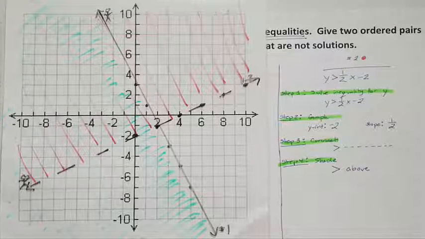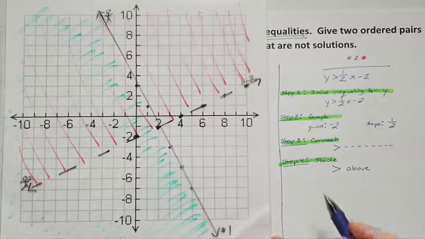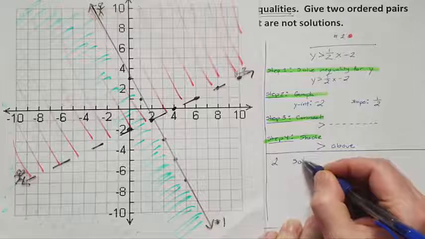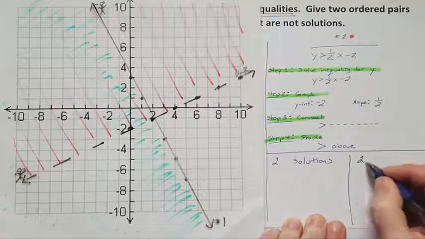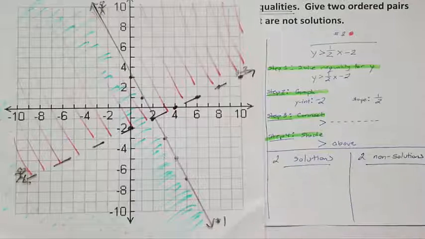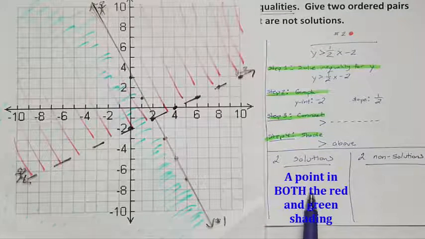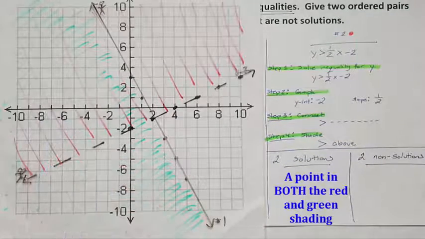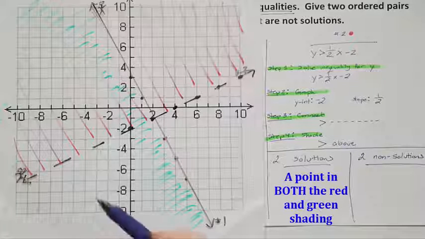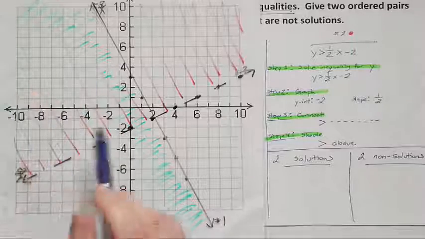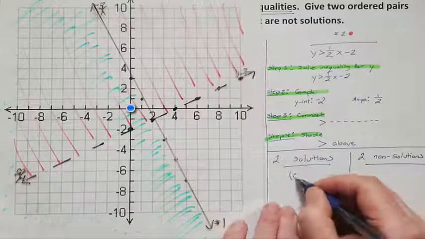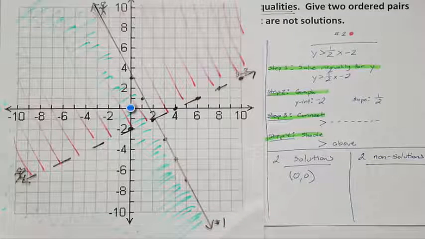Now looking back over here, we're not done. I'm going to separate the spot down here. We're supposed to figure out 2 solutions, and we're supposed to figure out 2 non-solutions. So 2 solutions and 2 non-solutions. Any solution that is in both the red and the green is an answer to the entire system of inequalities. So you can pick any point over here. I see that the point 0, 0 is in both the red and the green. So the point 0, 0 is a solution.